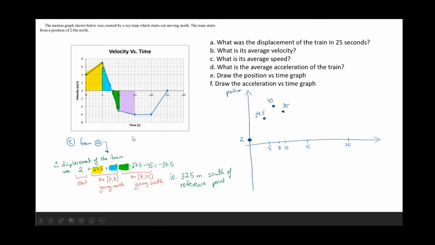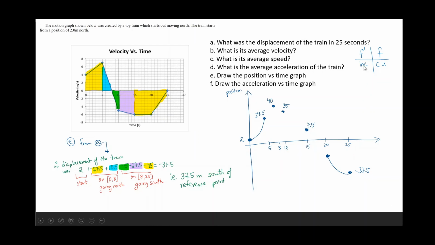This region is next. That was the value right here. Take 35, subtract 27.5 from it, you get 7.5. This is now the position of the train at time 15. And this last piece right here was this 45. So from 7.5 subtract 45, we would get this final displacement value.